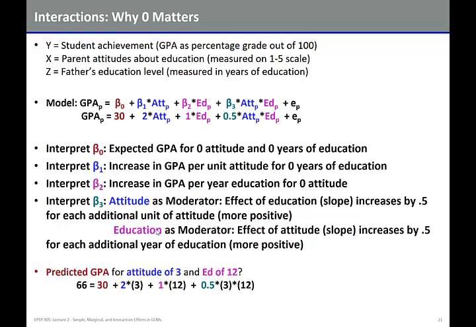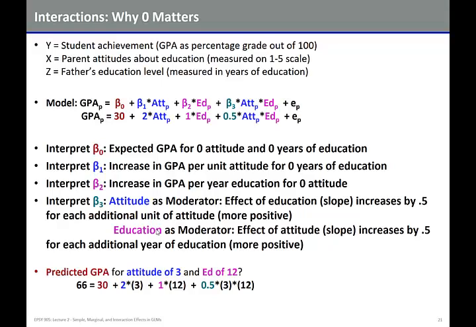Beta 2 represents the increase in GPA per year of education for someone with an attitude of 0. And the interaction either increases the effective education by 0.5 for every additional unit of attitude, or when education is the moderator, increases the effective attitude by 0.5 for every additional year of education. All right, so that's where that interaction can go in either direction.